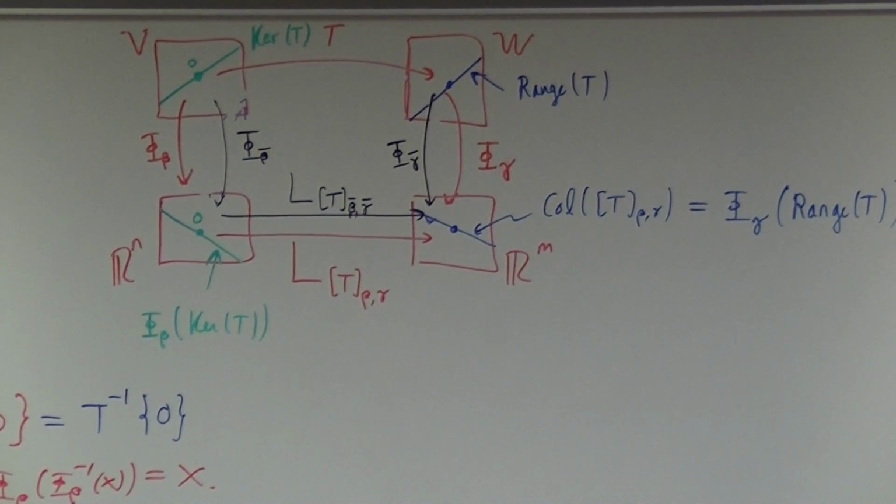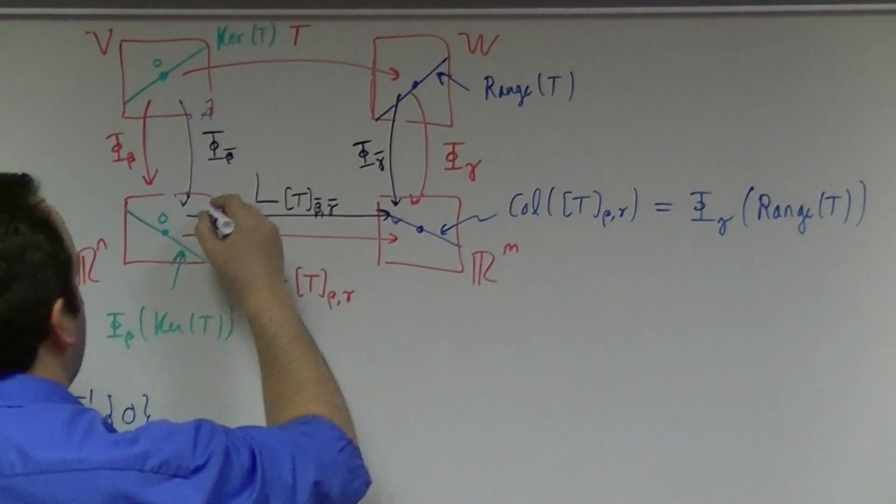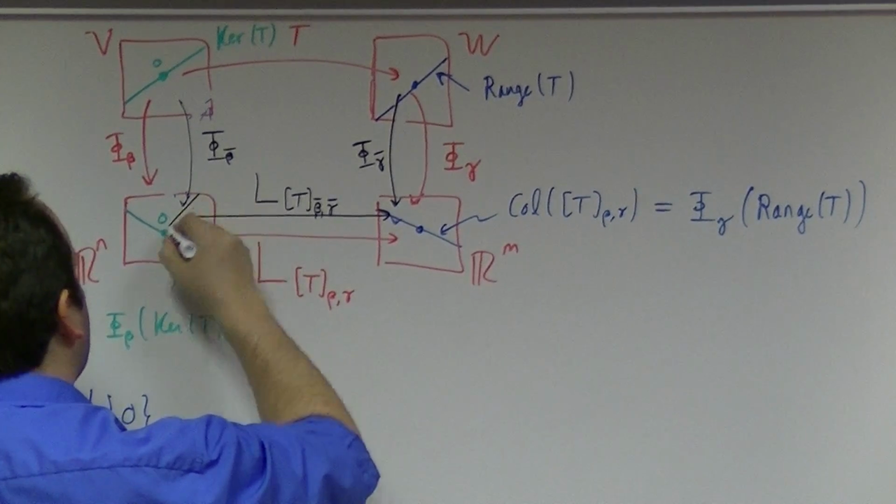But this theorem doesn't respect the choice. I mean, beta and gamma is just a choice. The same proof goes through in the barred coordinate system. So it's still going to be true that the kernel maps to the null space of the barred t beta bar, gamma bar. And it's still going to be true that the range of t maps to the column space of the new thing down here.